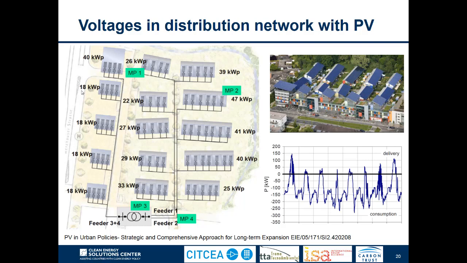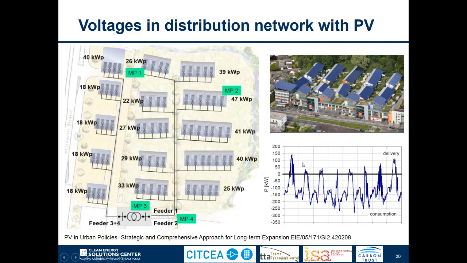About the measurement points, we can see that measurement point 1 is very far away from the transformer. It is at the end of feeder 2. Measurement point 2 is at the end of the other feeder, and measurement points 3 and 4 are closer to the transformer.